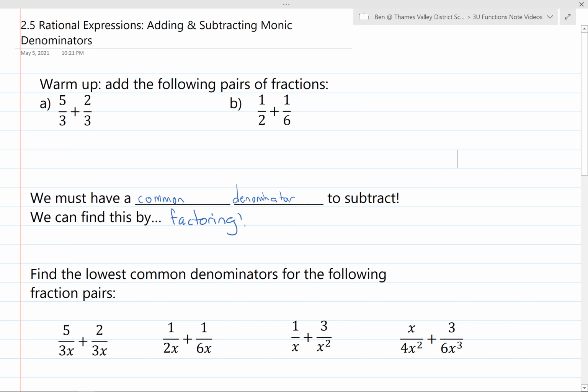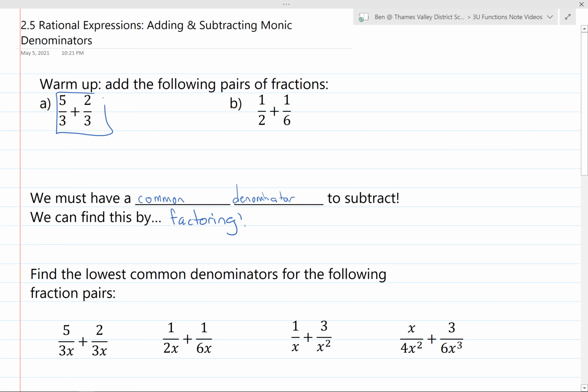Today we're going to take a look at adding and subtracting fractions that have monic denominators, and that means a denominator that has a single term. We're going to start off by just performing some quick warm-up math that we've been working on since elementary school, so it should be a very quick review on how to add pairs of fractions.